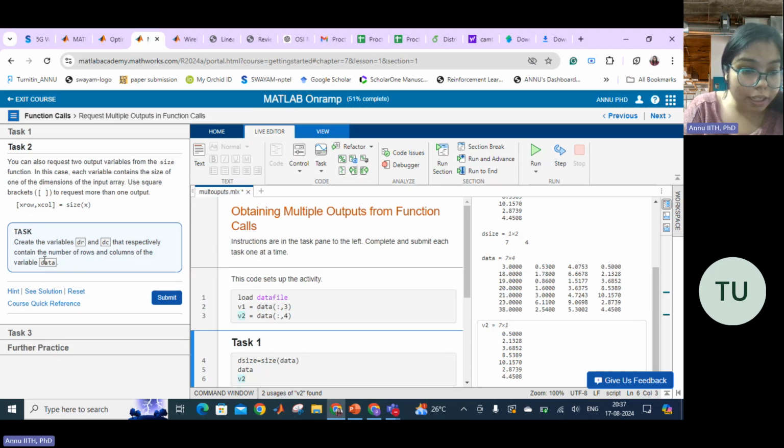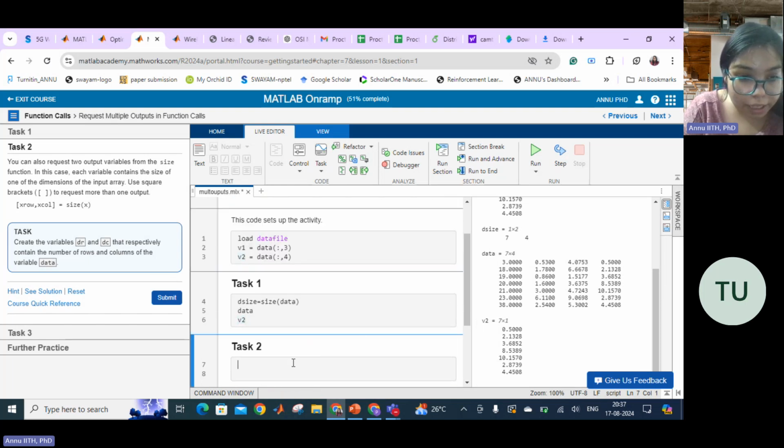Okay. Now, what is this? So it is asking, create a variable dr. So we have completed task 1. Let's go to task 2. Create a variable dr and dc that respectively contain the number of rows and columns of the variable data. So as I was telling that the output of any MATLAB function is itself giving only an array. Okay, so it is giving the form of rows and columns. So dr and dc is size of data.